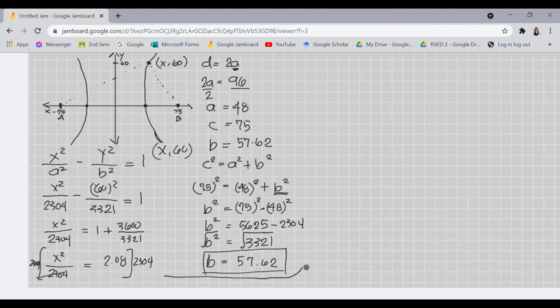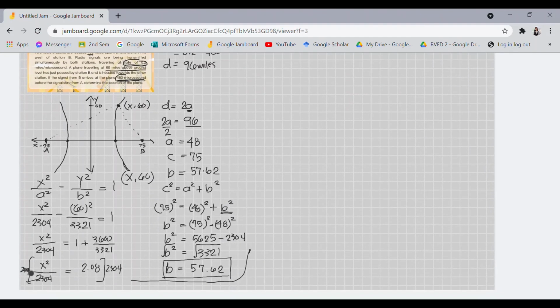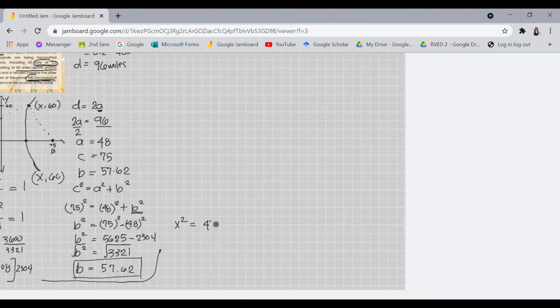So, makakancel siya. Our x squared, I'll be continuing the solution on this side. Hindi na kasi kasya. Okay, so, cancel siya. We'll be having x squared na lang. Okay, and then this side, the right side, that is 2.08 times 2,304. That will be x squared is equal to 4,792.32. This is also rounded off.